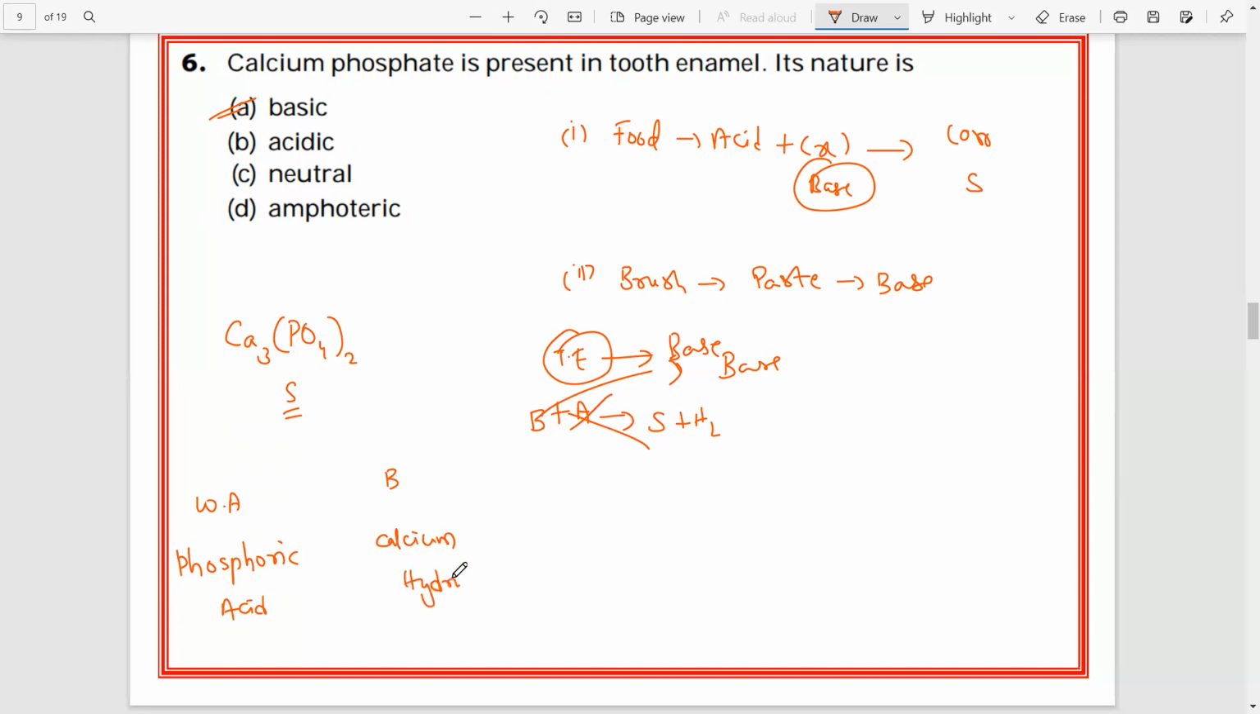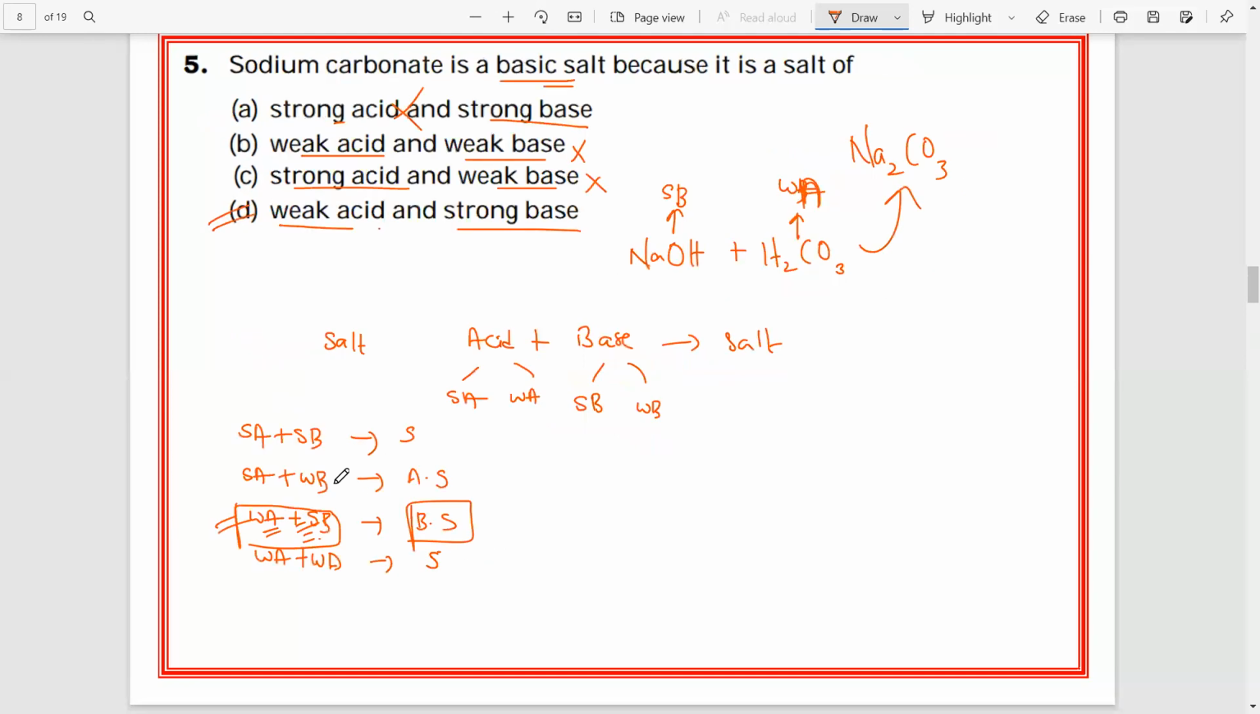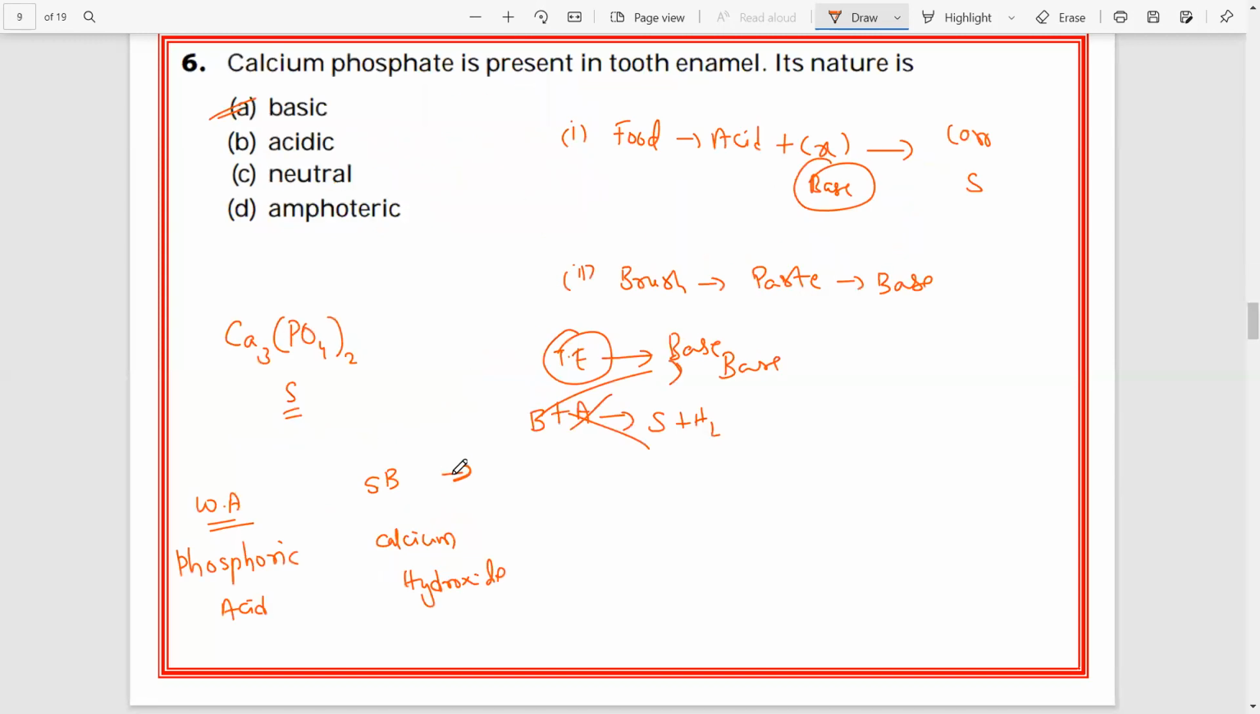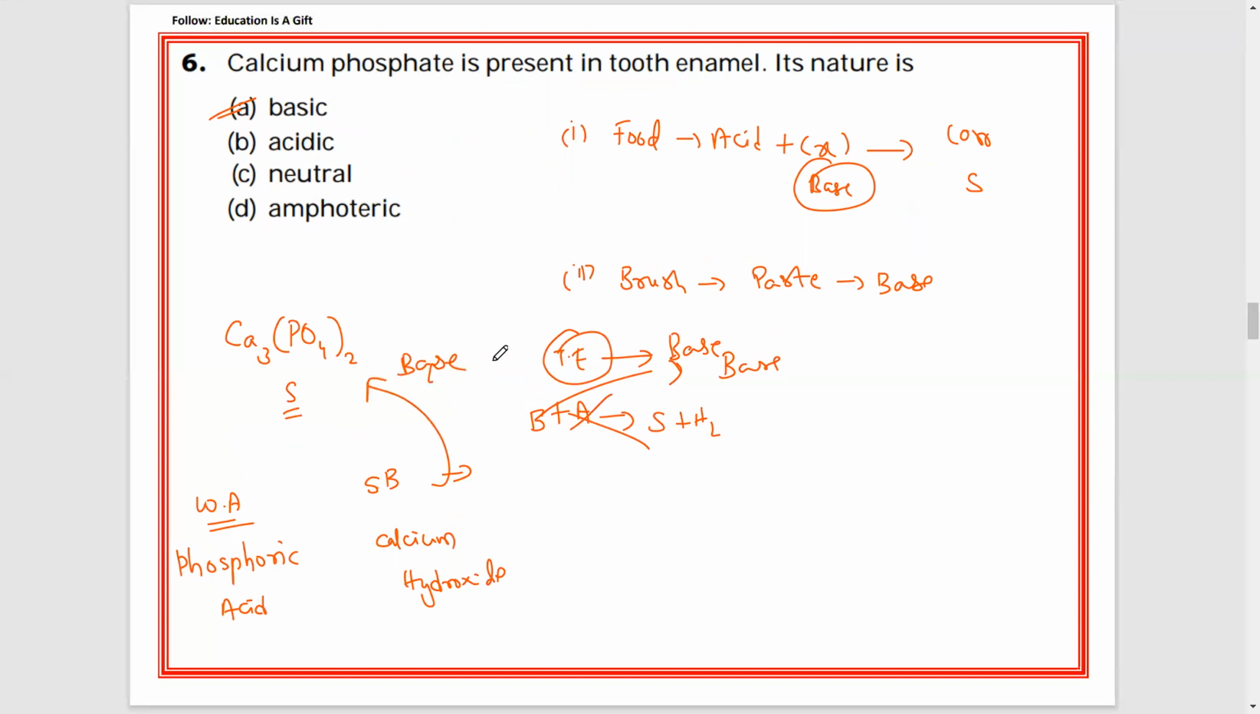Calcium hydroxide. You see, actually this is weak acid. Calcium hydroxide is strong base. Weak acid plus strong base. Here you can observe weak acid plus strong base. What will we get? It is basic salt. Simply to say, this calcium phosphate is base. There are three conditions. We can say tooth enamel is base.